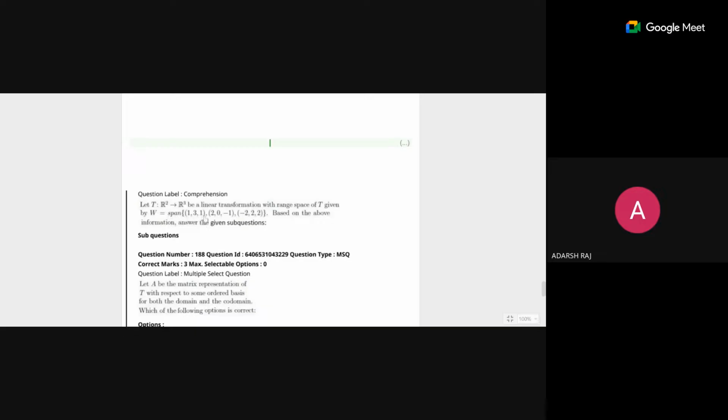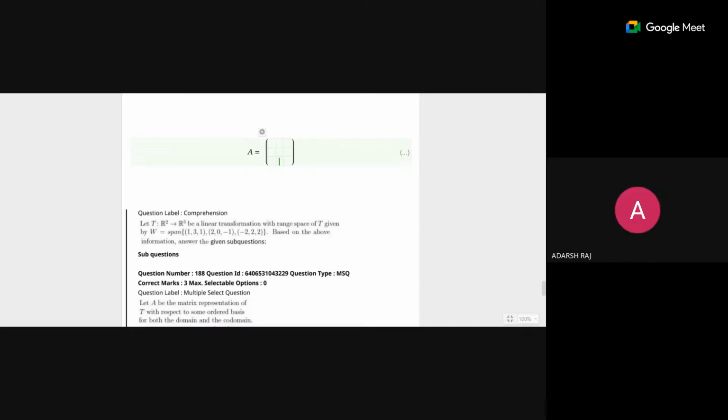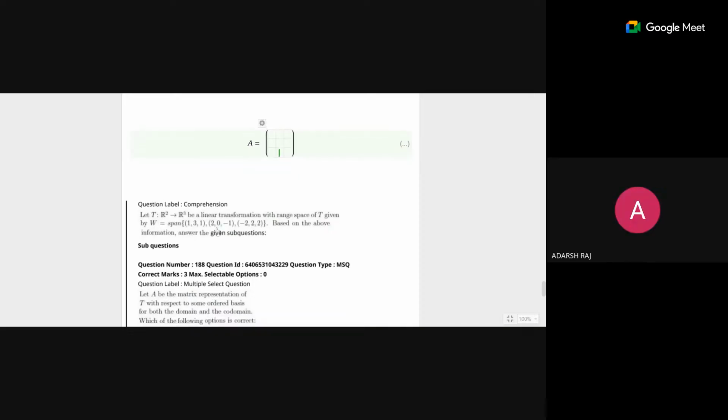So from this information, can we find the transformation matrix with respect to a standard ordered basis? Yes, sir, you can use T. Suppose 1, 0, 0 plus. So it will be 1, 3, 1 for the first one. So first look here.